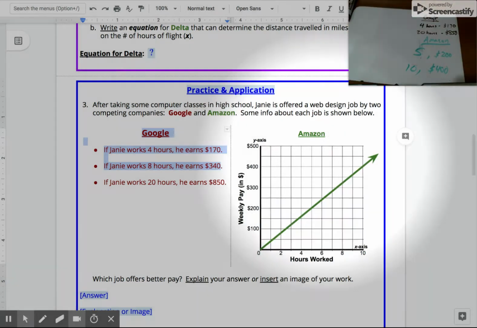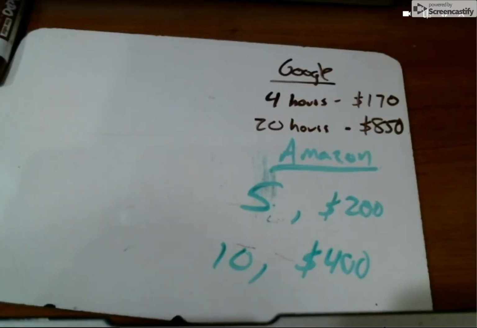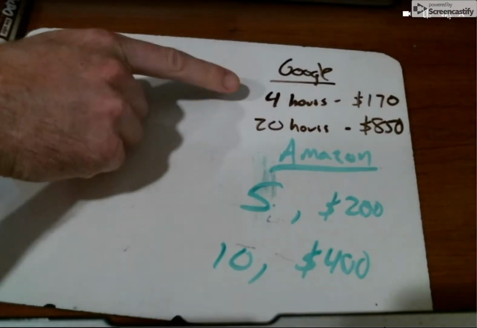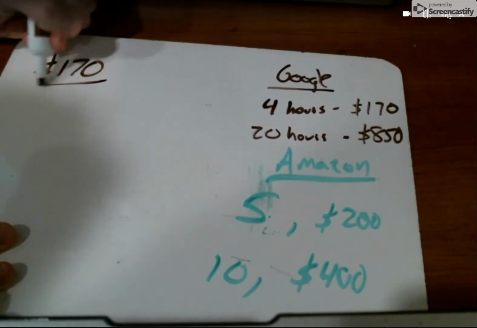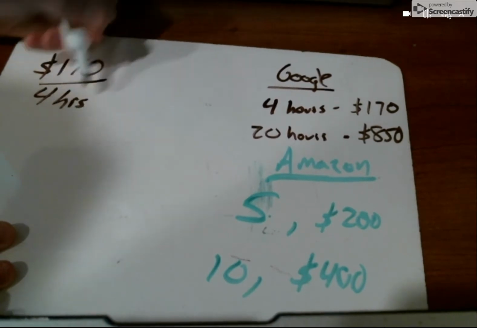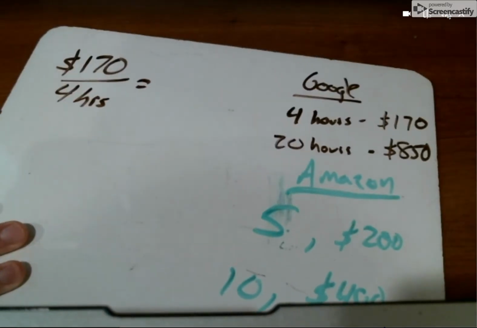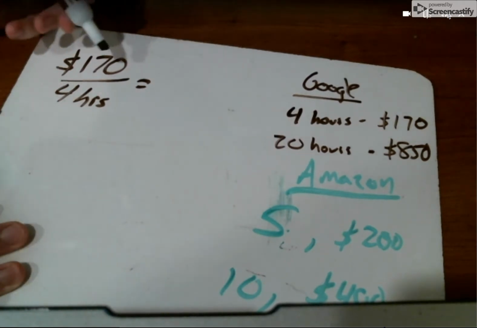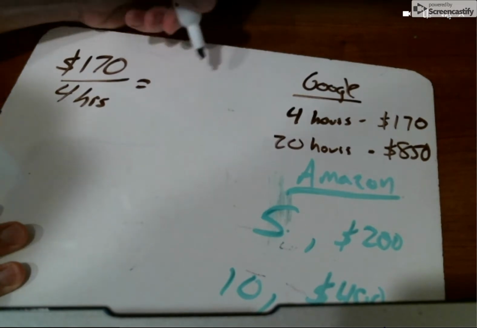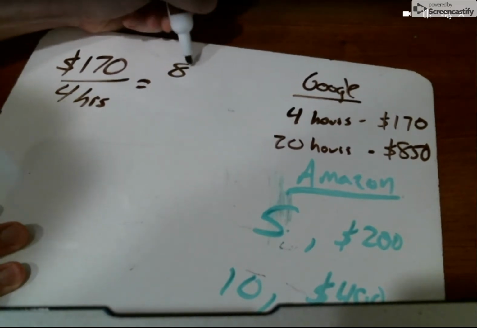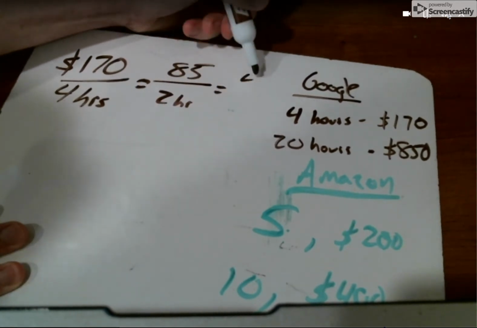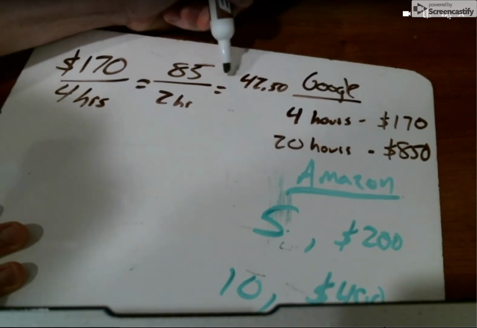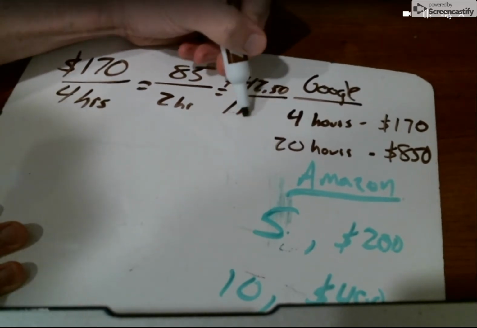So we're going to put the whiteboard into full screen so we can figure out the unit rates for each of these companies. For Google, we know they're earning $170 in 4 hours of work. If we did $170 divided by 4 hours, and simplify this ratio, it could be like dividing by 2 a couple times. 170 divided by 2 would be 85 every 2 hours. And that's the same thing as $42.50, 42 and a half, every 1 hour.